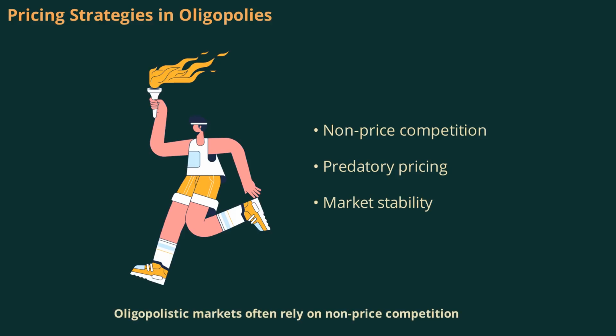Oligopolistic markets often rely on non-price competition, such as quality improvement, advertising, and loyalty programs, to avoid destructive price wars. Pricing strategies may include predatory pricing, limit pricing, or cost-plus pricing. Firms must carefully analyze competitors' potential reactions before making pricing decisions to maintain market stability and profitability.